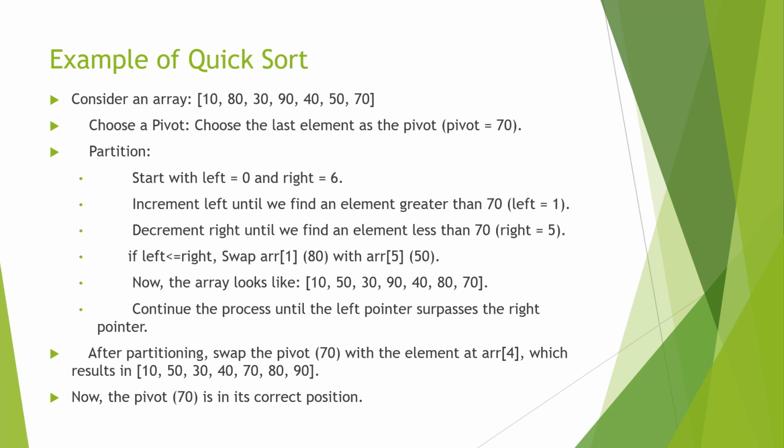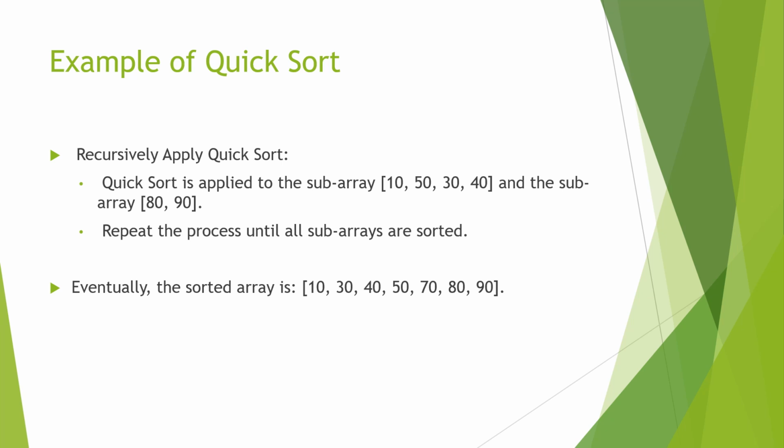After partitioning, we swap the pivot element with the element at array of 4. So these are the results, and this will give this array. Now you can see the pivot element is in its correct position. The elements on the left side of the pivot are lesser than the pivot, and on the right side you have elements greater than the pivot. If you recursively apply this technique on the left subarray and the right subarray, we will get the sorted array, and the pivot is in its correct position. The sorted array will look like this.